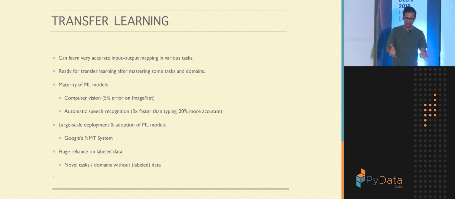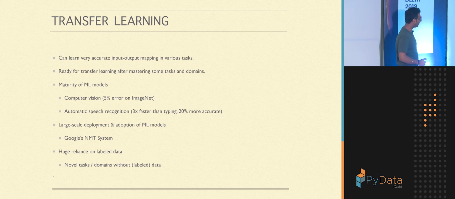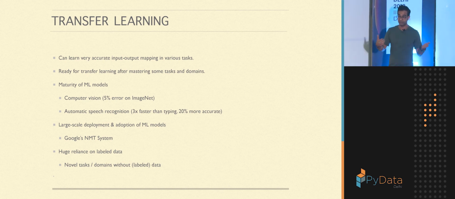Okay. Then we can do transfer learning now in some domains, because if you think about computer vision, right? We are now doing better than humans, like machines are doing better than humans in a test, right?